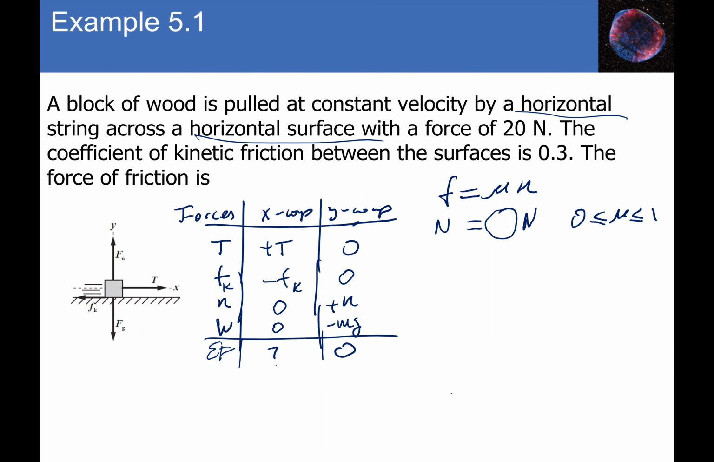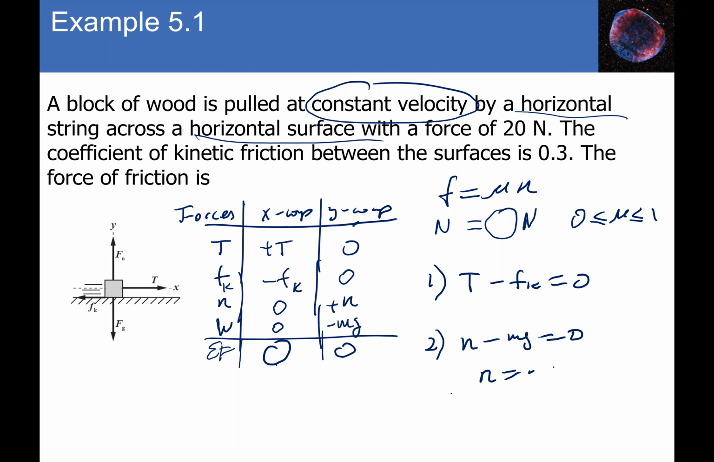Well, here you have to be careful, reading the question very carefully, because it says it's being pulled by some tension, but it is moving at constant velocity. Constant velocity means that there is no acceleration. Net force is 0. Then I can say T minus F of K equals 0, and equation 2, N minus mg equals 0. So N is balancing mg, T is balancing F of K. And since T is 20 newtons, that means F of K here is 20 newtons as well.